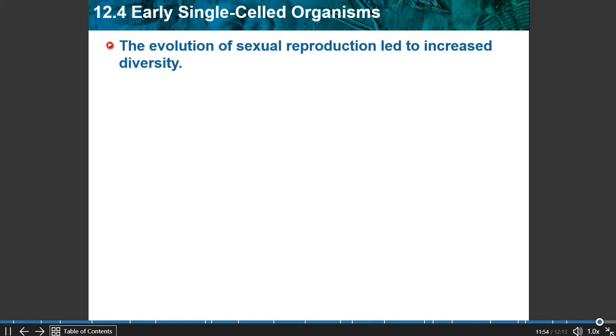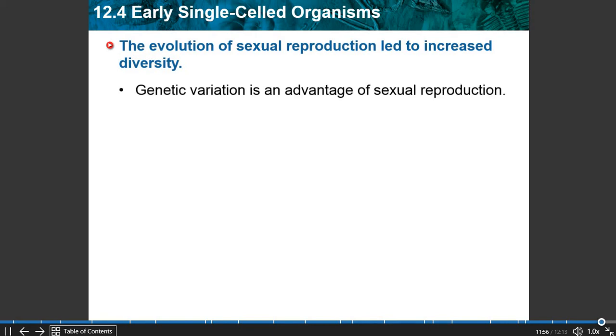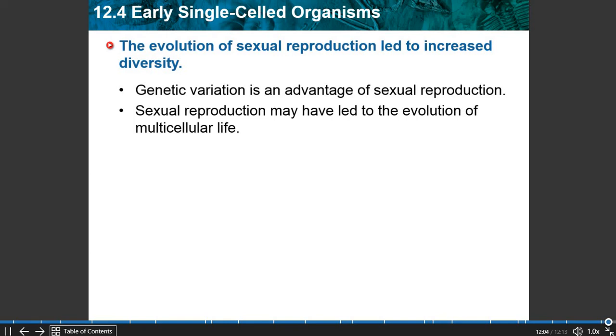The evolution of sexual reproduction led to increased genetic diversity. So genetic variation is an advantage of sexual reproduction. Reproduction may have led to the evolution of multicellular life. So that is the end of the notes for this section.